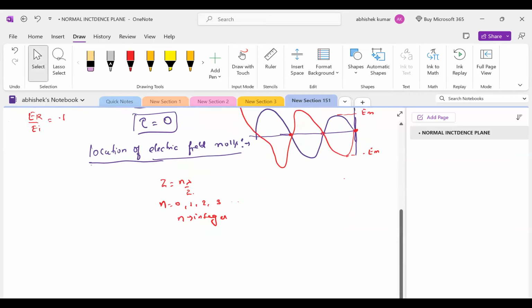See, reflection coefficient is what? N2 minus N1 divided by N2 plus N1, right or wrong? If I am telling that my N2 is 0, the reflection coefficient is -1, right? So everything is interrelated with each other. From here you can get it, or from there you can get it. There is no issue.